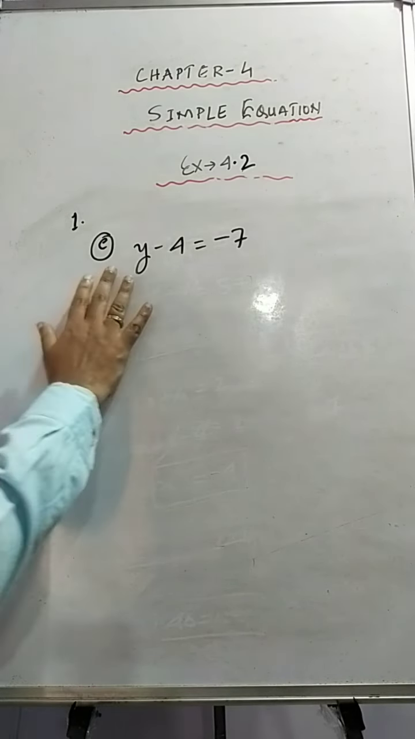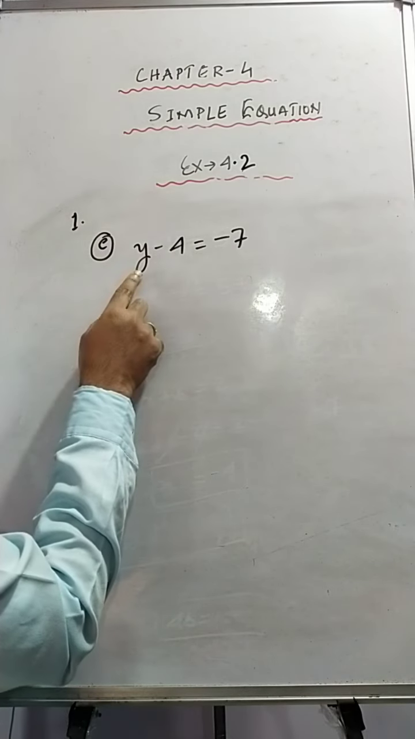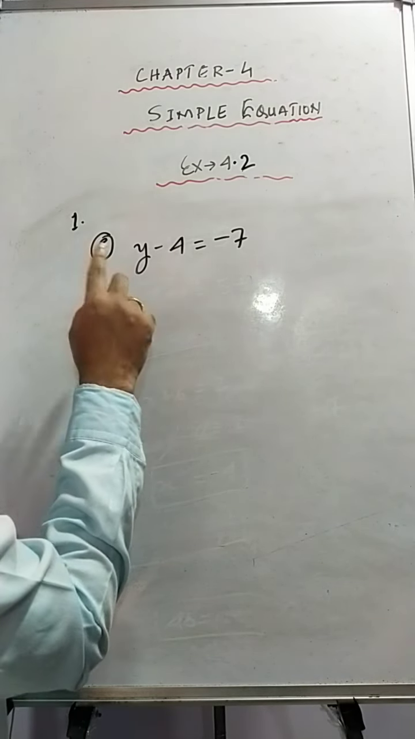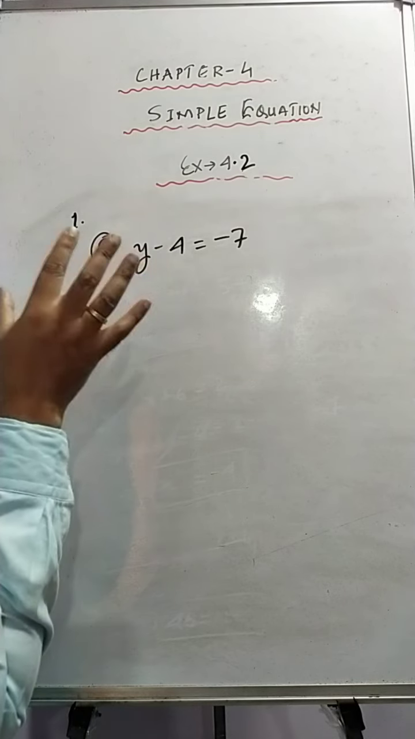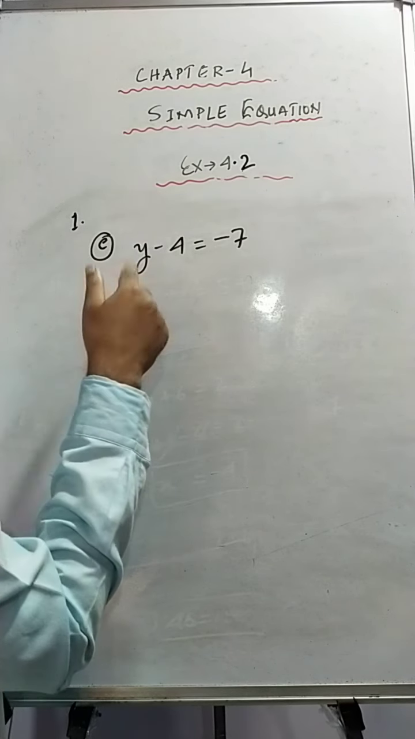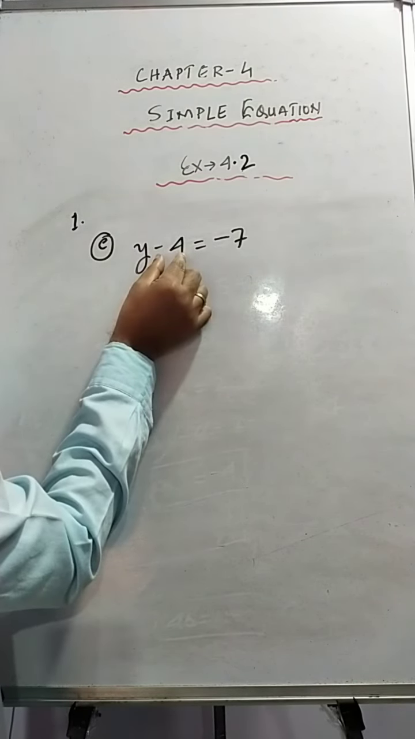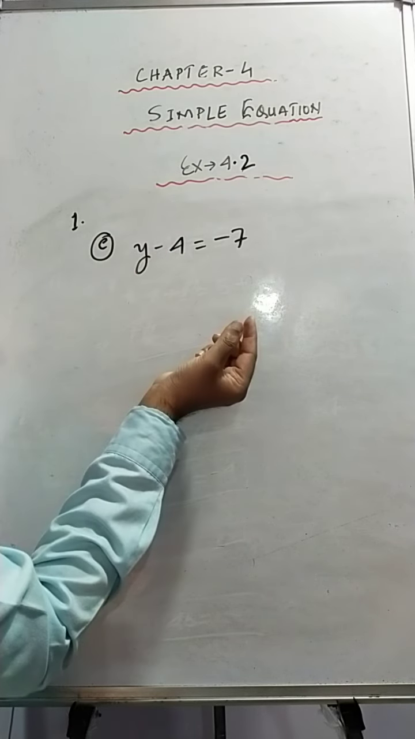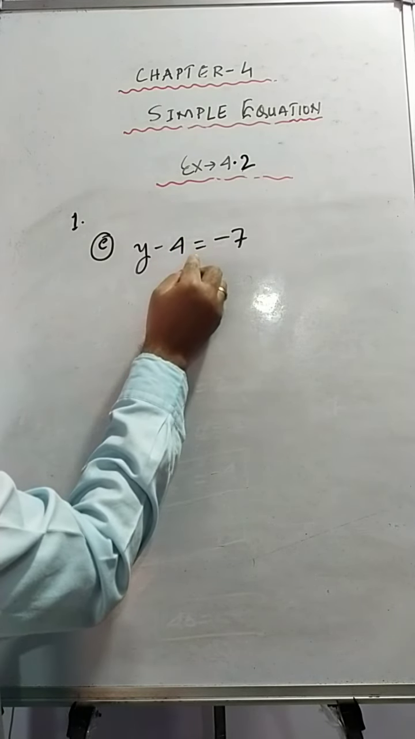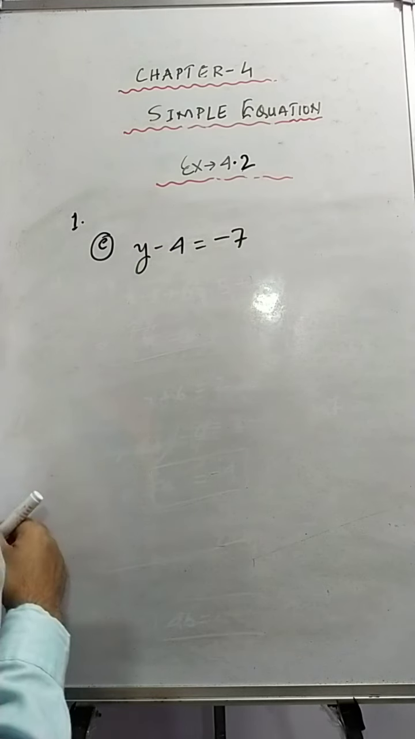So this is sum number E. Sum number E, this time the variable is given y. Okay, not x but y. So our main objective is to get the value of y. How to get the value of y? We have to remove this minus 4. And how exactly we can remove this? By adding 4 to it, isn't it? In that way we can cancel this minus 4.